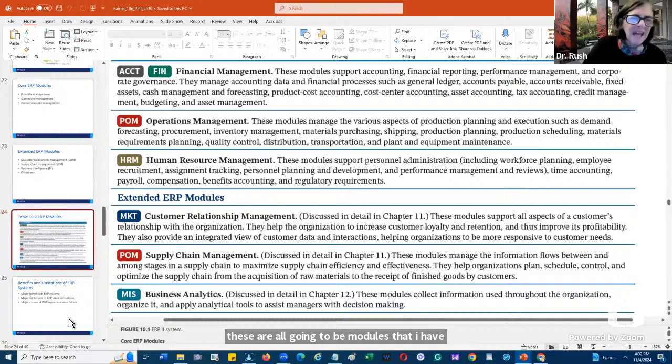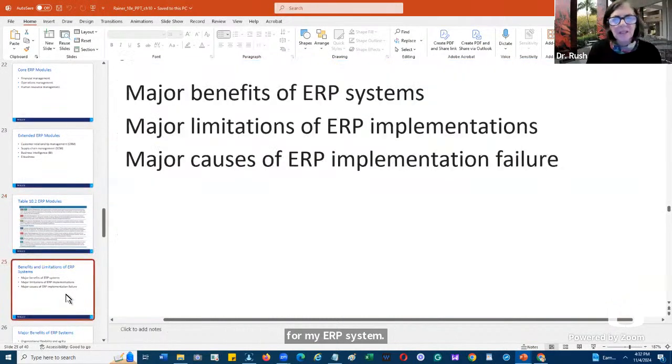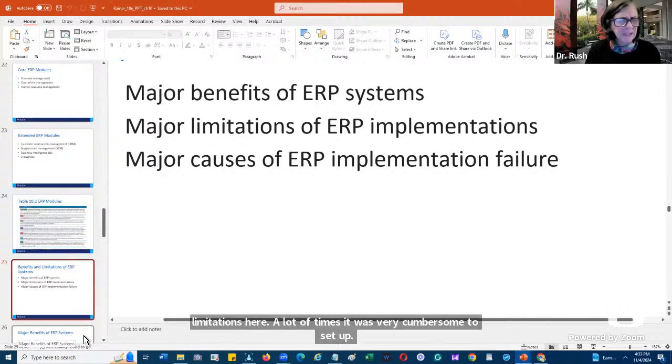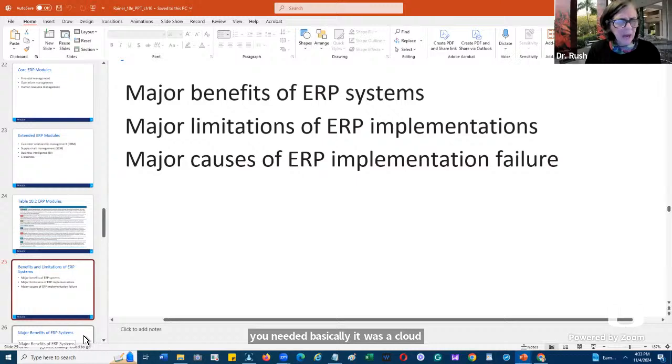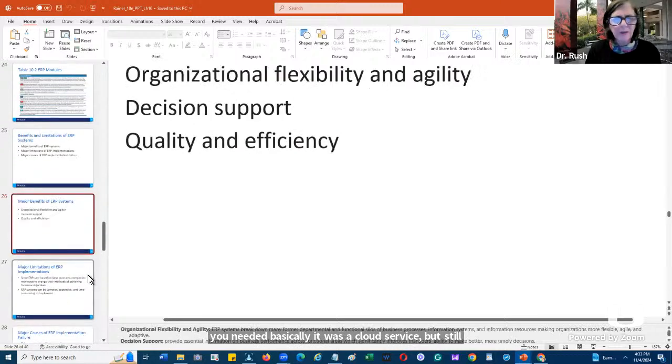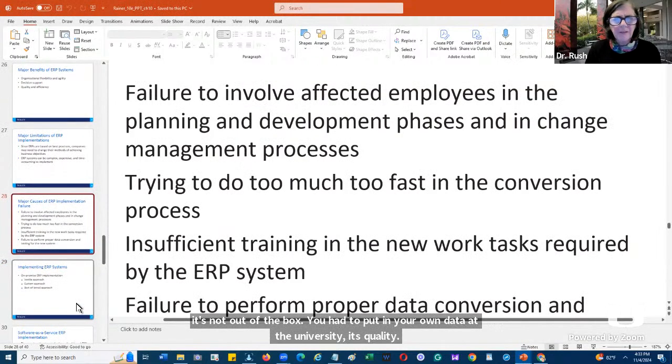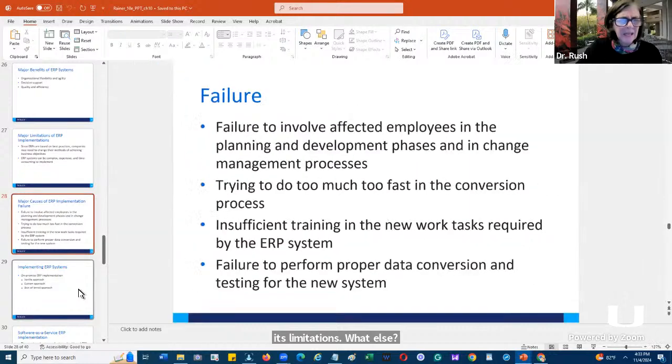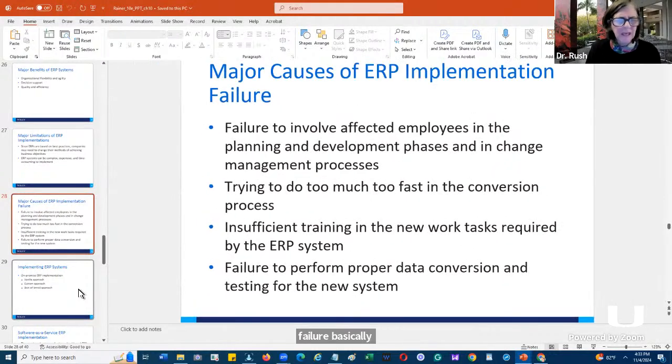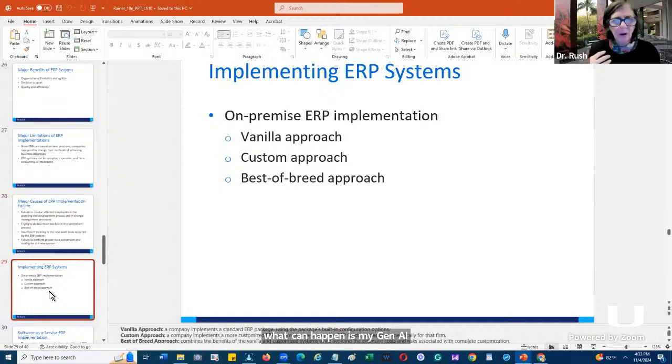So these are the cases where I have it. You need to know the benefits and the limitations here. A lot of times it was very cumbersome to set up. It was a cloud service, but still it's not out of the box. You had to put in your own data, the university's data, its quality, its limitations. What else? Failure, basically, in the way of insufficient training. What can happen is my Gen AI can help in training. It can quiz my people if I want.